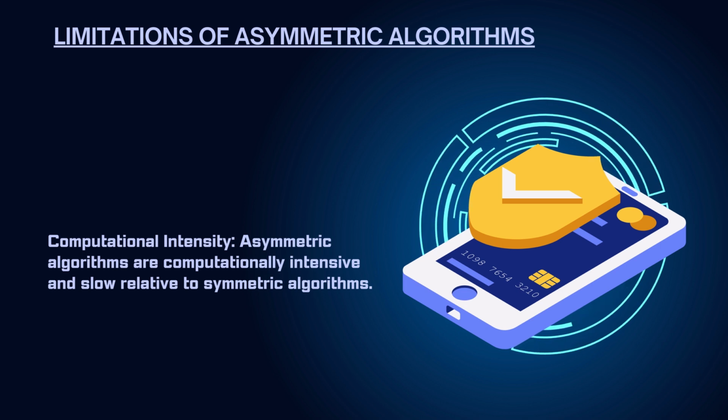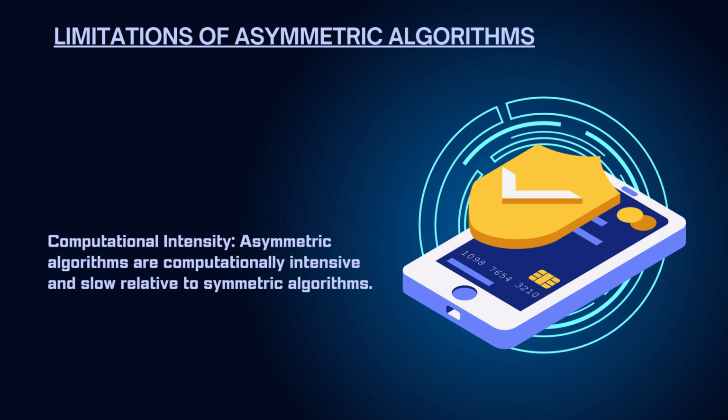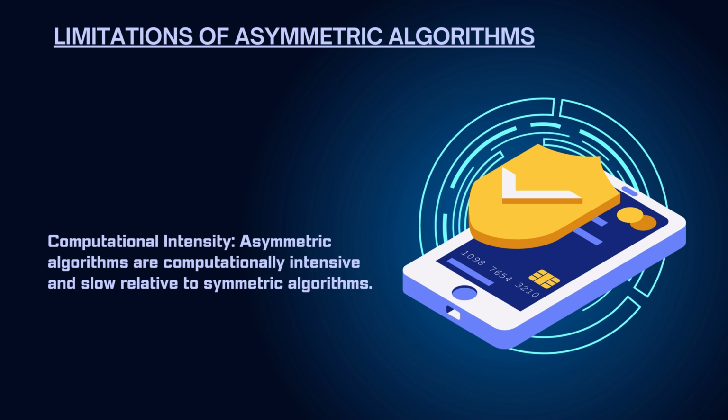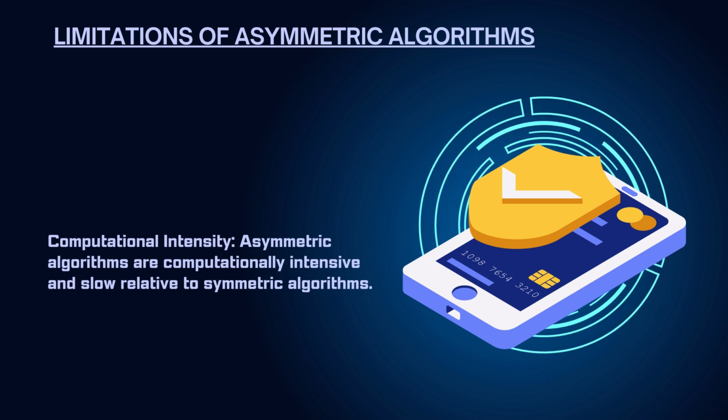1. Slow, computationally intensive. Asymmetric algorithms are like bodybuilders, strong but slow. Compared to symmetric algorithms, which are fast, asymmetric ones need more power and take longer to encrypt and decrypt data. So, they're not great for encrypting large amounts of data. Do best for small messages and key exchange.